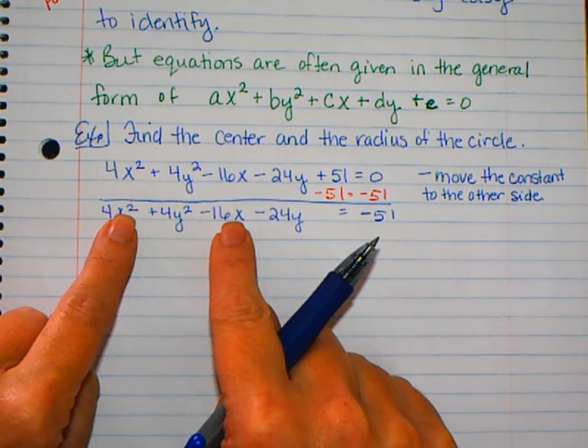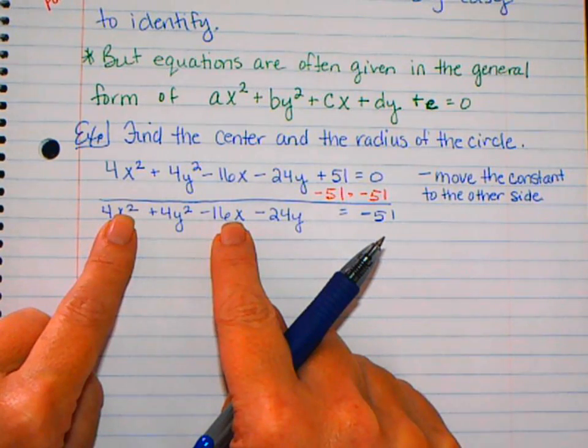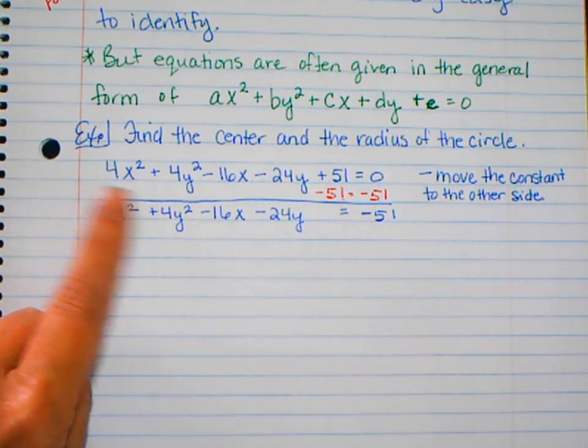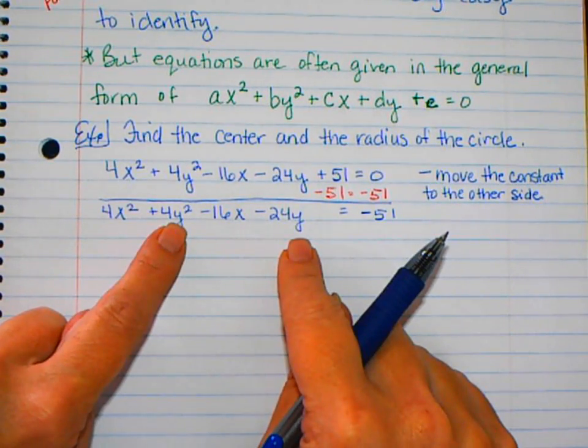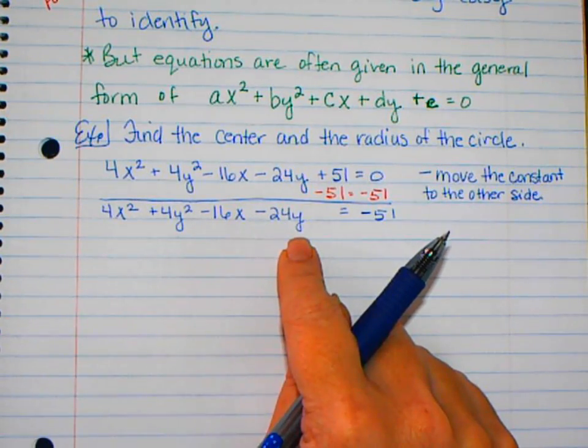So I'm going to group my x's together, and I'm going to put them in one set of parentheses, and I'm going to leave myself a space, because I'm going to complete the square, because I want to make it a perfect square trinomial. And then I'll add another parentheses where I'll group my y's together and leave a space, because I'm going to make a perfect square trinomial there too.